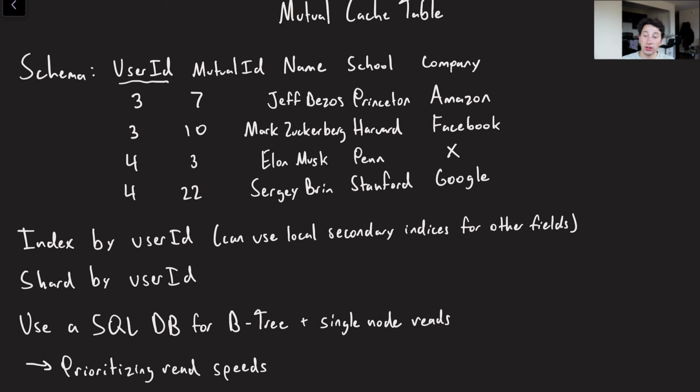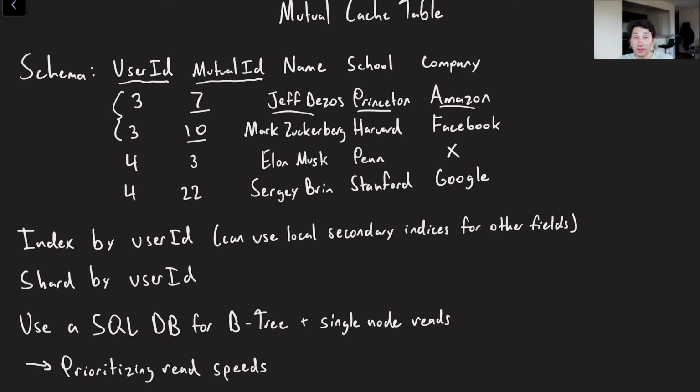So this is a user who we want to fetch all of their mutual connections for. We've got all of their mutual connection IDs. So for user ID 3 over here, we can see that they have a mutual connection of number 7, and user 10. And again, because we're denormalizing data, we can actually store their name, their school, and their company. So that's what we've gone ahead and done.